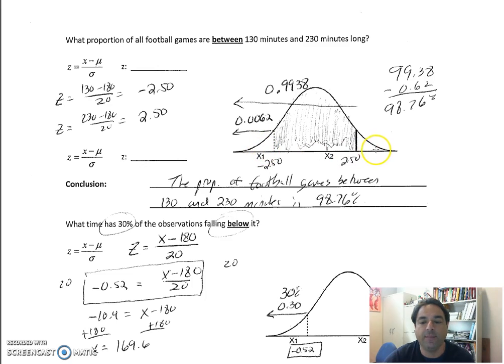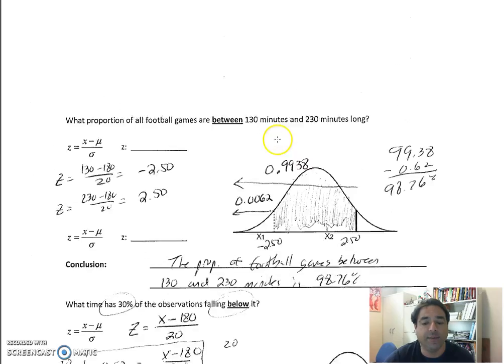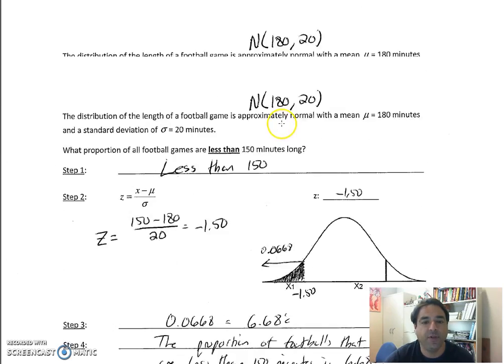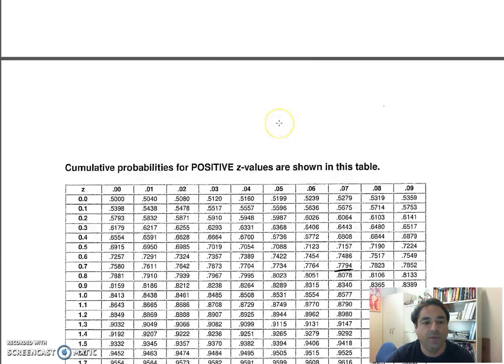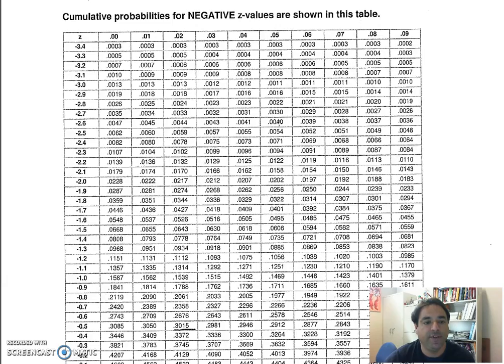If we want to be a little more accurate, and positive 2.5 a little further down here, we're looking for everything in between. Then we go to the table. So negative 2.50 gives us 0.0062.